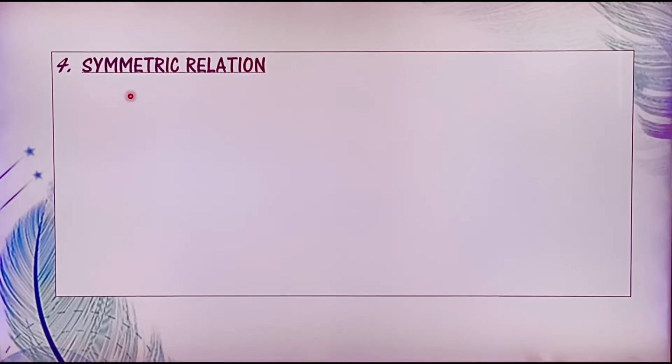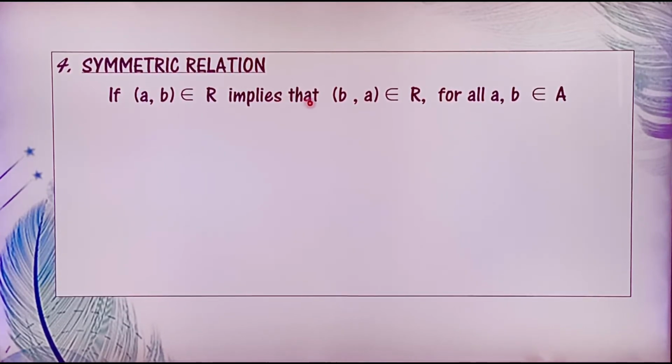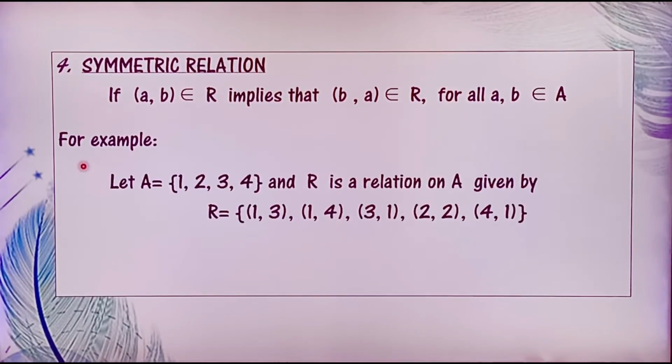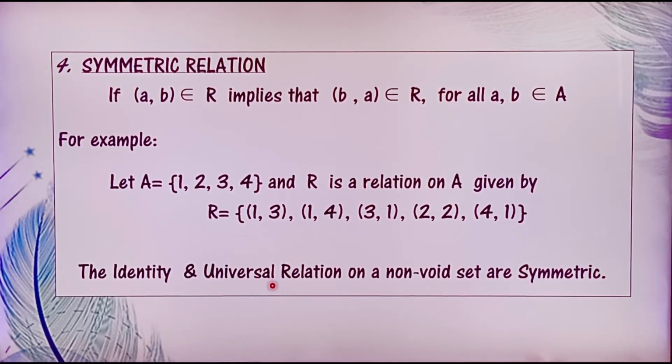Symmetric relation. If (a, b) belongs to R implies that (b, a) belongs to R for all a, b belongs to A. For example, let A = {1, 2, 3, 4} and R is a relation on A given by R = {(1, 3), (1, 4), (3, 1), (2, 2), (4, 1)}. In the given relation, both (1, 3) and (3, 1) belong to R. Also, both (1, 4) and (4, 1) belong to R. That is, if (a, b) is an element of R, then (b, a) is an element of R. Therefore, R is symmetric. Remember that the identity and universal relation on a non-void set are symmetric.